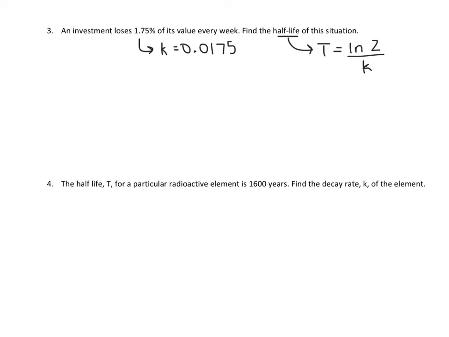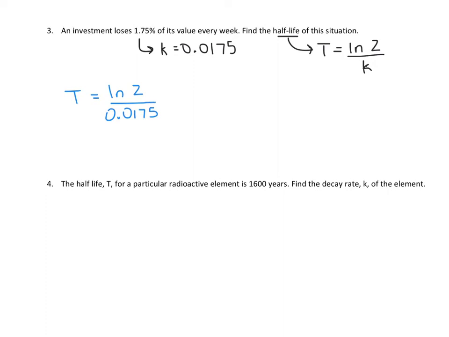Notice here we don't have an initial amount, but we can still determine the half-life because the half-life only depends on the decay rate. So here we have T equal to natural log of 2 divided by K, which is going to be natural log of 2 divided by 0.0175.